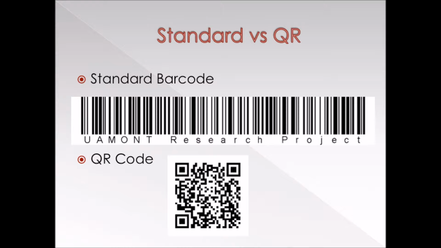The way a QR code is set up, it's a two-dimensional scannable image, so it can actually be read from left to right and then also in an upward direction. So you have two dimensions of information that you are decoding.